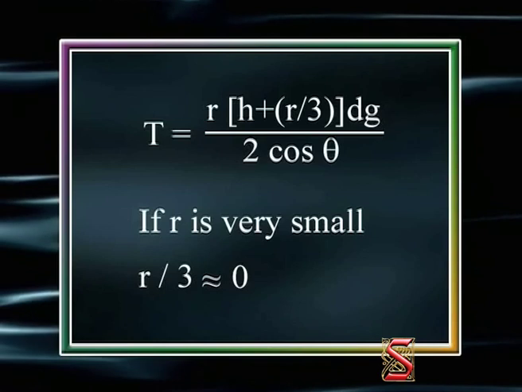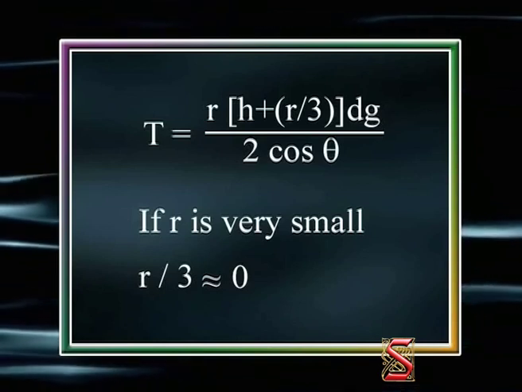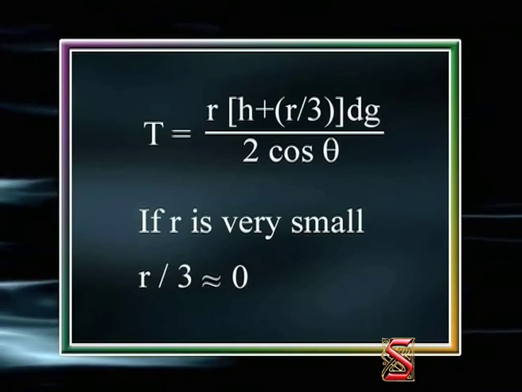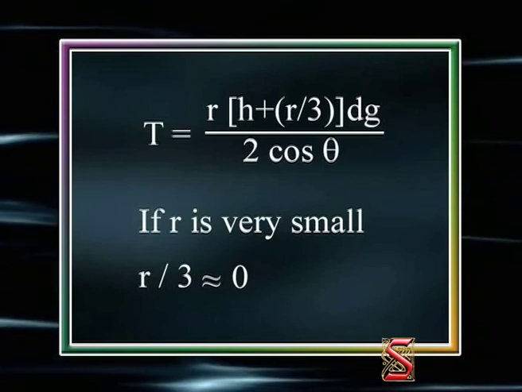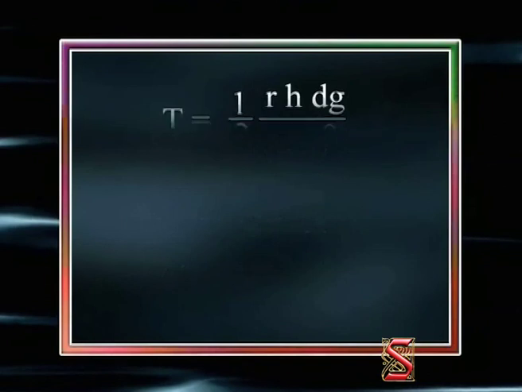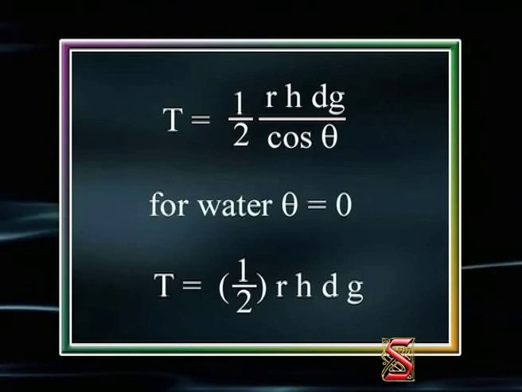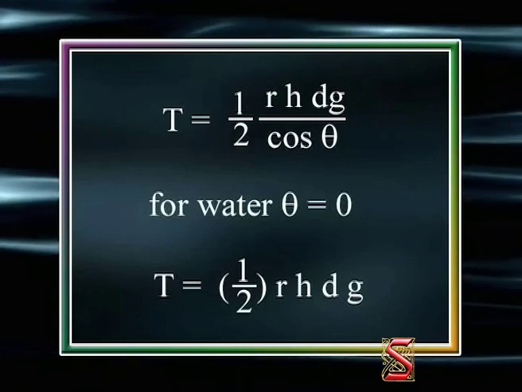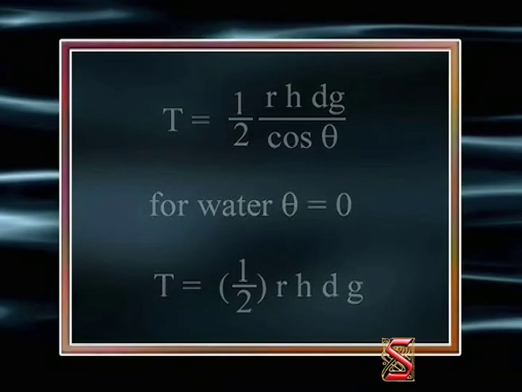Here the radius of the capillary tube is very small, and in the factor R by 3 it may be very small, and here it may be neglected. So R by 3 tends to 0. Now the remaining factor of that equation is T is equal to half R h dg by cos theta. For water here, theta is equal to 0. Then the above equation becomes T is equal to half R h dg.